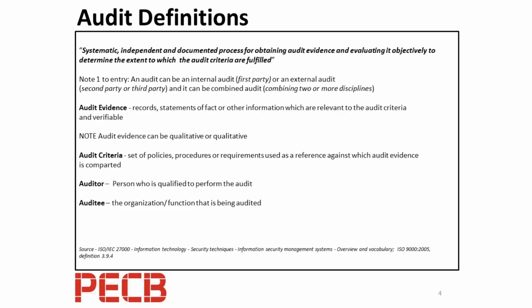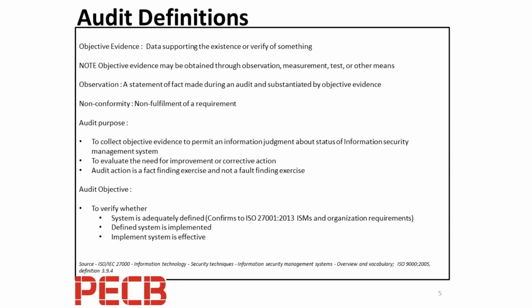Now, who is the auditor? The person who is qualified to perform the audit is considered as an auditor. We will see in detail what the prerequisites are to become an auditor. And then an auditee is an individual or an organization or a function that is being audited. Now, objective evidence: the data supporting the existence or verifying of something.